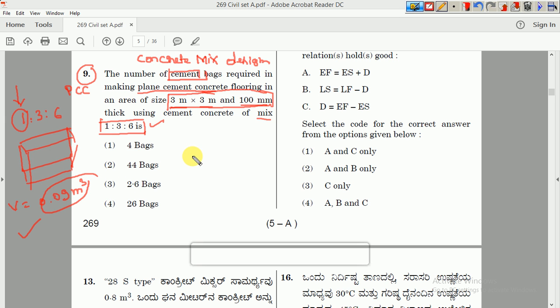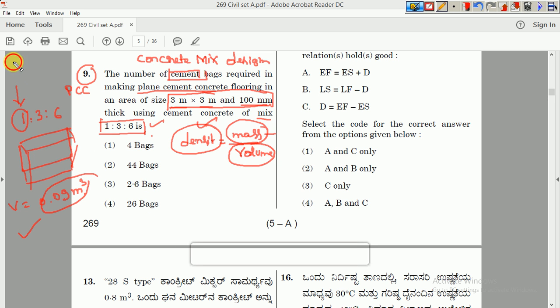I'll just give a hint for this. You came to know the volume, so you know density is equal to mass per volume. First find out the mass of the cement by using this. You know the density of the cement and the volume. Volume you can find out by the ratio. How will you find out?